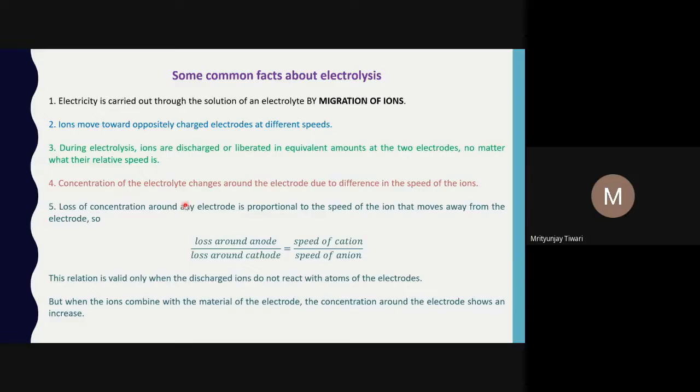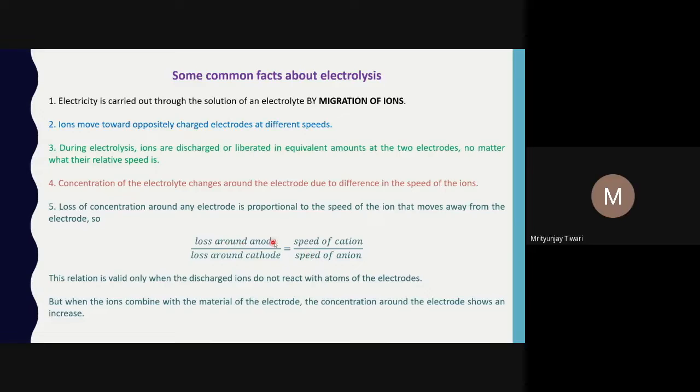The concentration of electrolyte changes around the electrode due to the difference in speed of ions. Different ions have different speeds, so the concentration of electrolytes will not be constant once we start the electrolysis process. Loss of concentration around any electrode is proportional to the speed of the ion that moves away from the electrode. Very simple thing, and based on that, one can remember this formula, which is also common sense, and sometimes you may use it in a numerical problem.